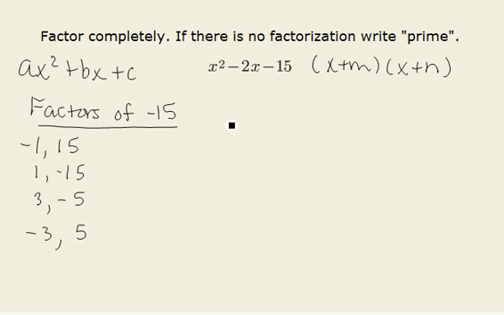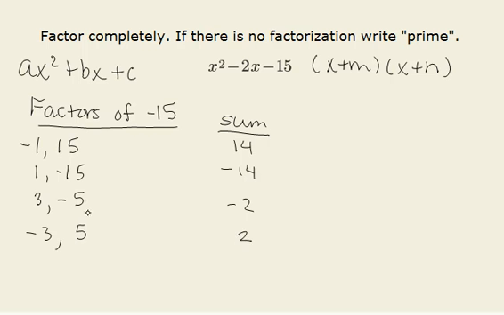Now let's add up each of these factors together and find if any of them can add to negative 2. So negative 1 plus 15 is 14. 1 plus a negative 15 is negative 14. 3 plus a negative 5 will be negative 2. And negative 3 plus 5 will be a positive 2.